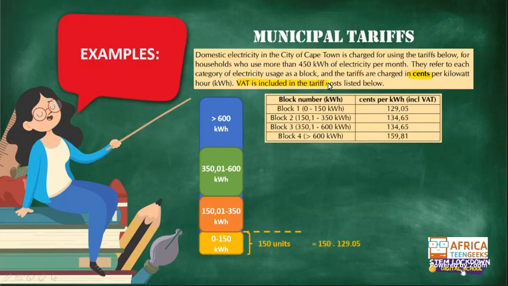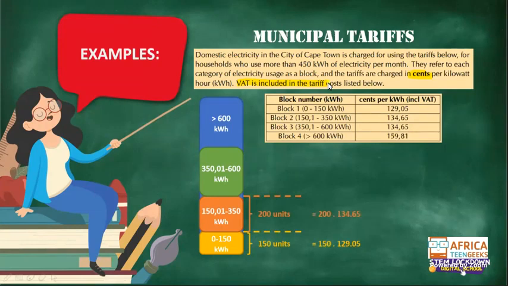Block 2, so the first block, let's just quickly, I jumped ahead a bit, 150 units at 129.05 cents. So if you would use more than 150 units, the first 150 will be charged at 129.05 cents. Okay. Our second block is 200 units.